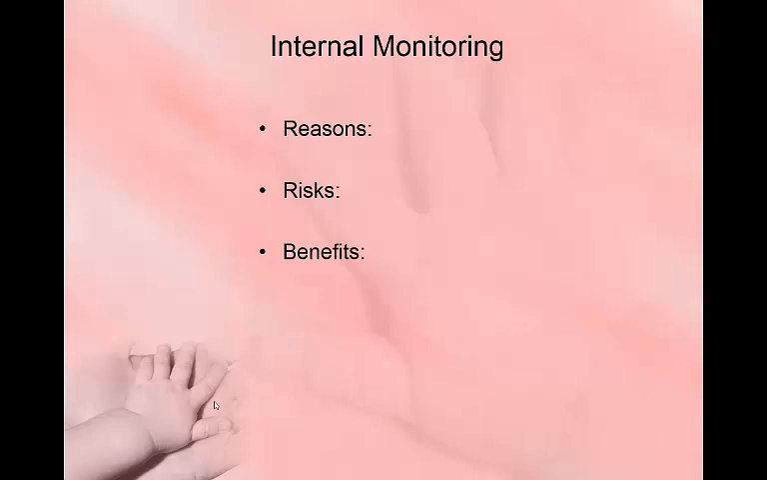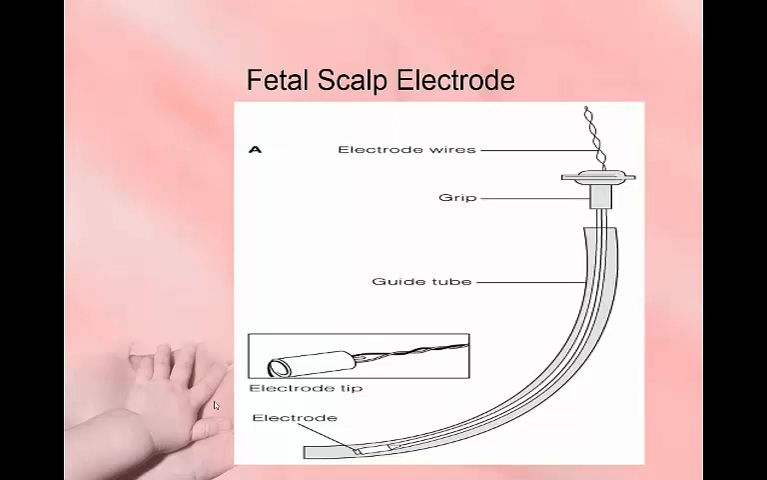Other risks associated with internal monitoring, especially the fetal scalp electrode, which is the next slide here. Fetal scalp electrode not only increases risk of infection for mom and baby, but you want to think more specifically. What we're doing with a fetal scalp electrode is it's a little corkscrew that essentially goes right under the fetal scalp. So not only are we leaving something in the woman's body that could potentially be a portal for infection, we're also causing a puncture in the fetal head.